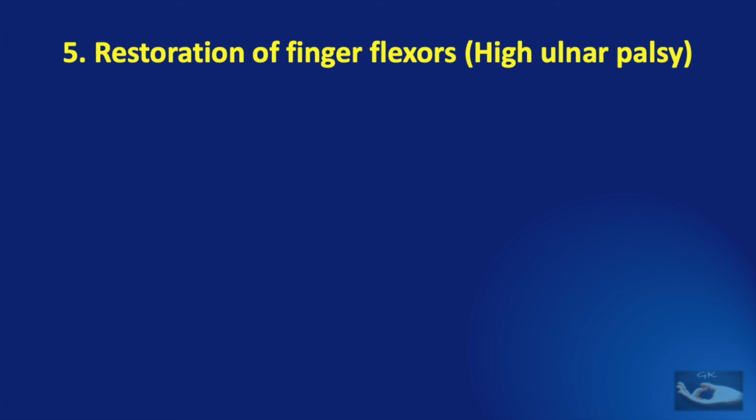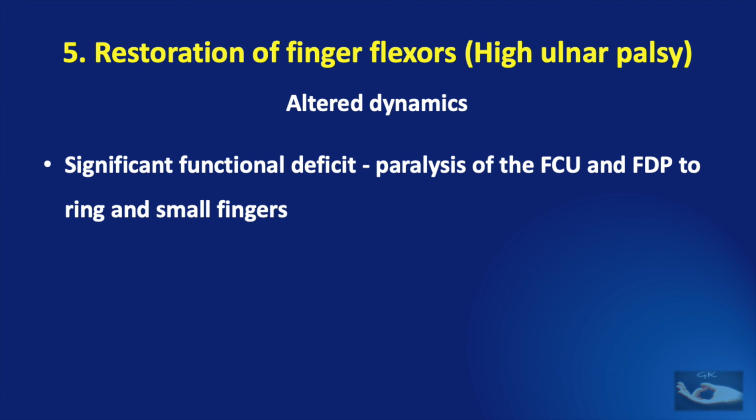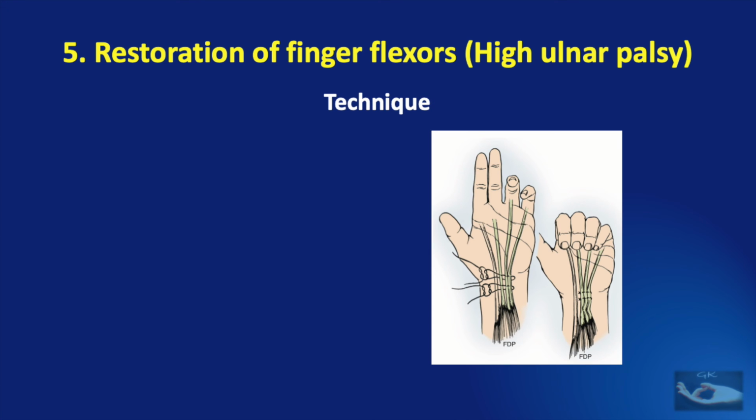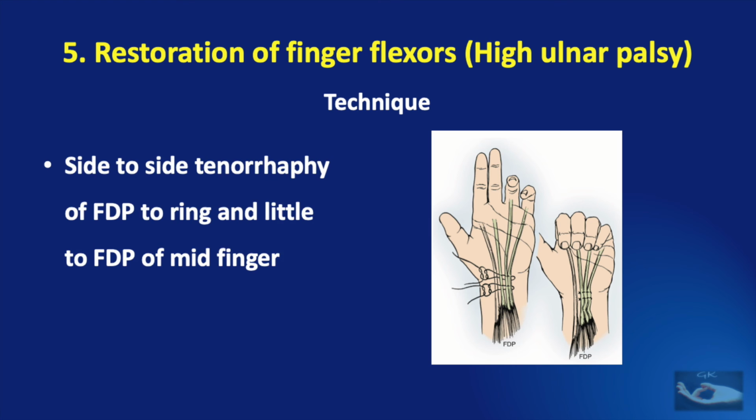The final procedure required to restore function in the hand affected by ulnar nerve palsy is the restoration of finger flexors, and this will be required only in patients with high ulnar palsy. In high ulnar palsy, that is, involvement of the ulnar nerve proximal to the elbow, there would be a significant functional deficit because of the paralysis of the flexor carpi ulnaris and the flexor digitorum profundus to the ring and small fingers.